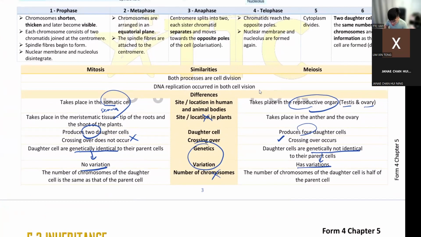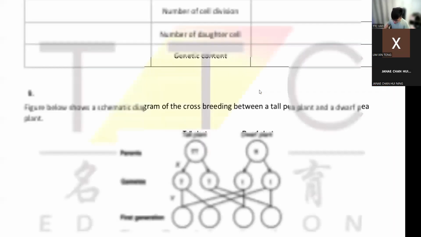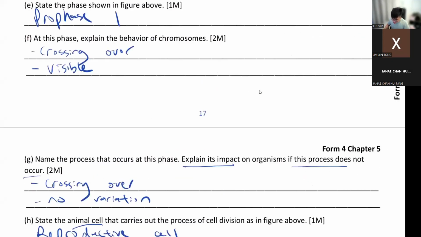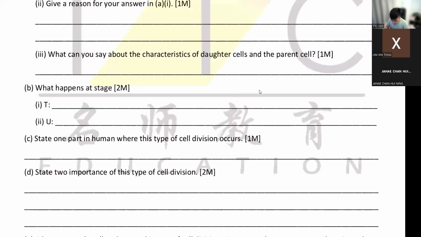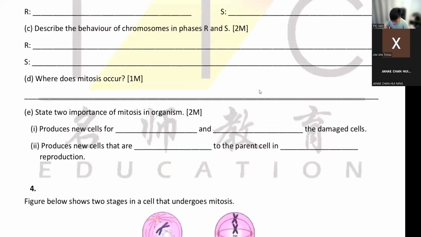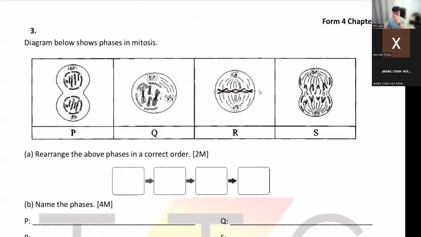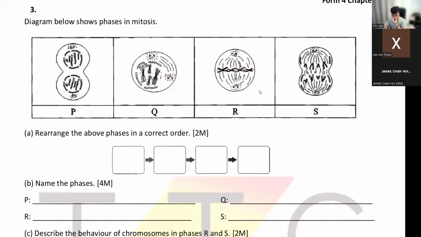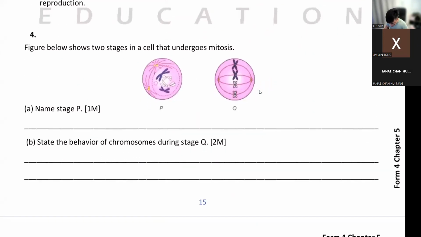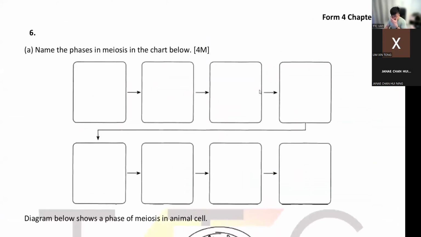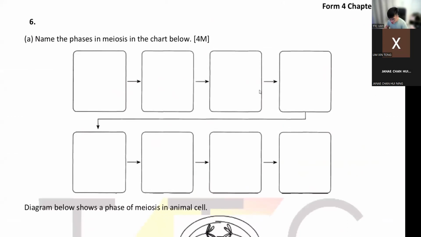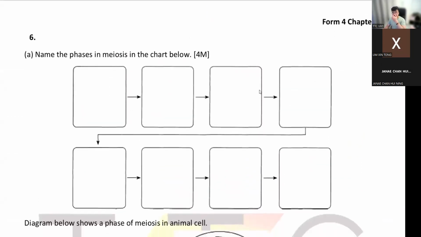So let's do some exercise. I think we stopped around halfway right here. We did some, right? I think we finished question 3 before we go for holiday. So let's do some meiosis ones. Okay, let's go to question 6. This is page 17.